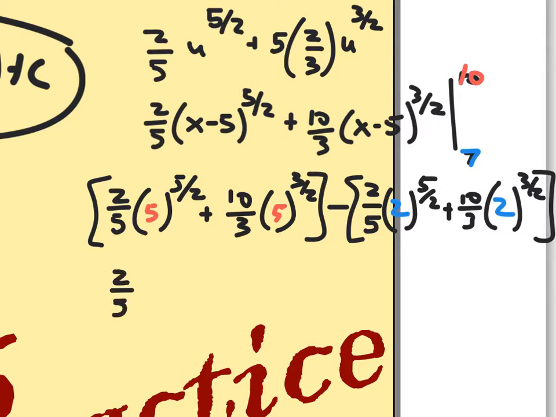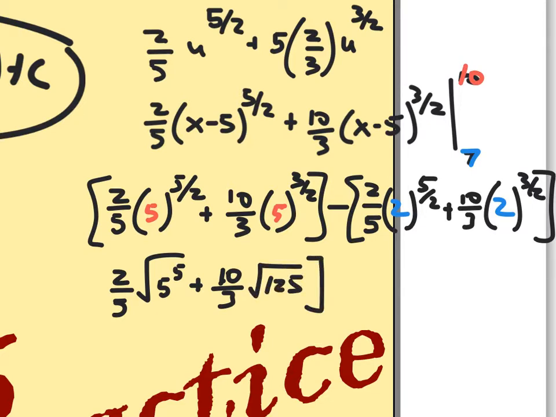This is going to be 2/5 of 5 to the 5/2. So 5 to the 5th, square root of that, plus 10/3. Boy, I don't even know if I want to do this. This would be the square root of 5 to the 3rd, which is 125, minus 2/5.